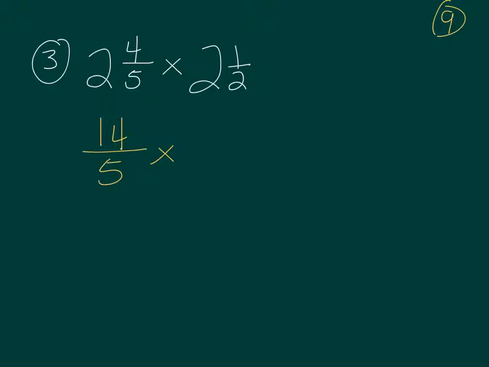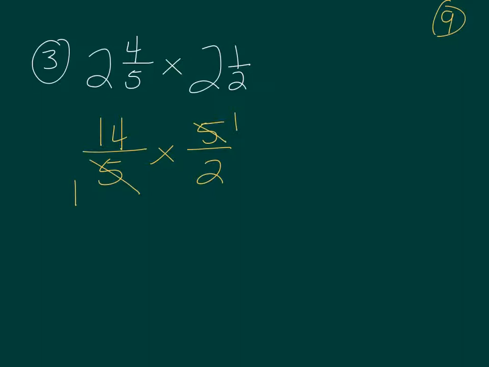Ooh, another gift from the fraction gods. 5 over 2. Ooh, this is going to be interesting here. So we have 5 in the top and 5 in the bottom, because whatever you do to the bottom, boom, you got to do to the top. So 5 divided by 5 would be 1. 5 divided by 5 would be 1. And now we have 14 and 2.